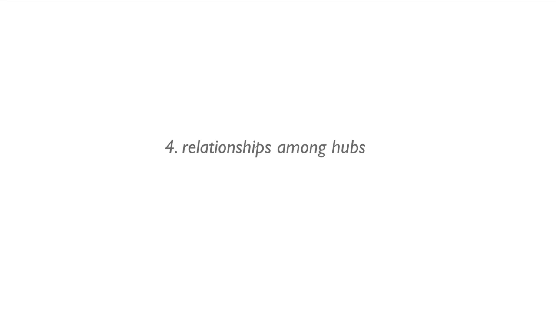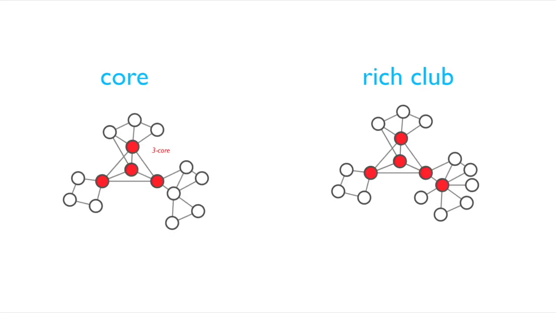So now that we have selected the hubs and we have further categorized them, let's take a look at the potential relationships that might exist among hubs. How are hubs themselves connected and how might they further form some sort of units within the overall network structure? Now, 2 particular network types of hub interactions that are worth discussing are so-called core and rich club organization.